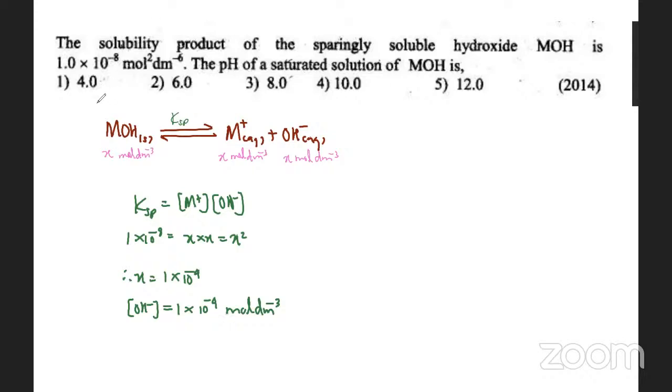Careful, this is not H plus concentration. They're asking for pH. So I need H3O plus concentration, but what I have is OH minus concentration. If OH minus concentration is that, I can say pOH is equal to 4, isn't it? pOH is equal to 4. What is pH? We all know pH is equal to pKw minus pOH, and under normal 25 degrees Celsius condition, pKw is 14 minus 4, answer is 10. Simple as that. Answer must be 10 for question from 2014, and that is the fourth answer.